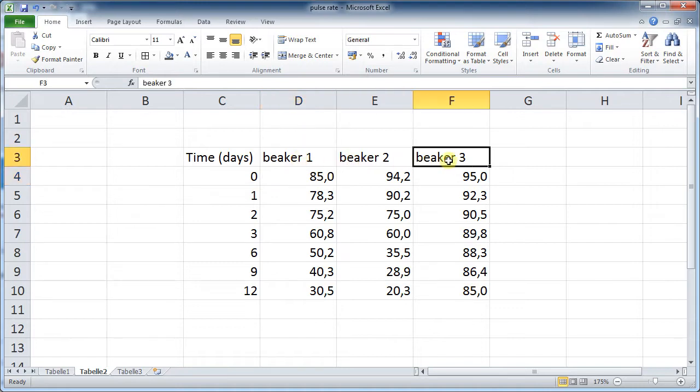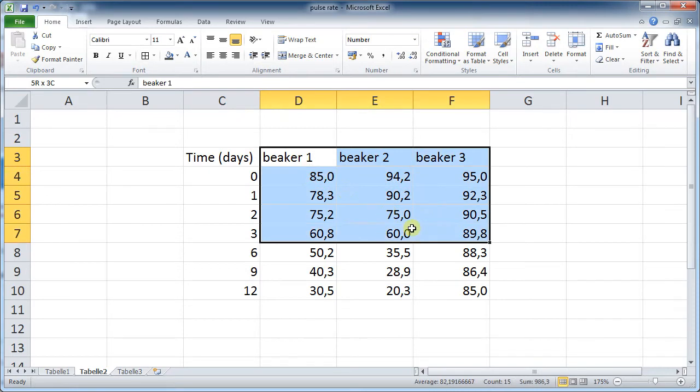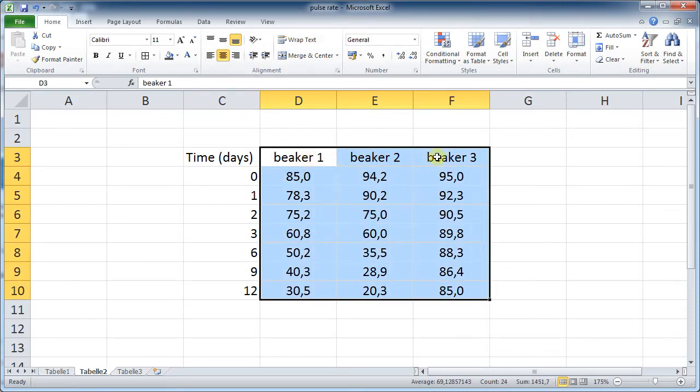Beaker 1, Beaker 2, and Beaker 3 are completely meaningless titles. I do not know how Beaker 1 is different from Beaker 2 and Beaker 3. Is it a different color? Different insulation? What is it? I have no idea.